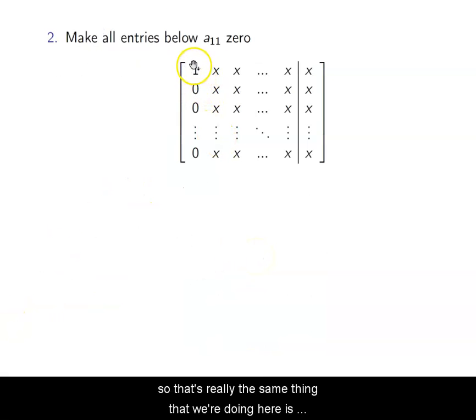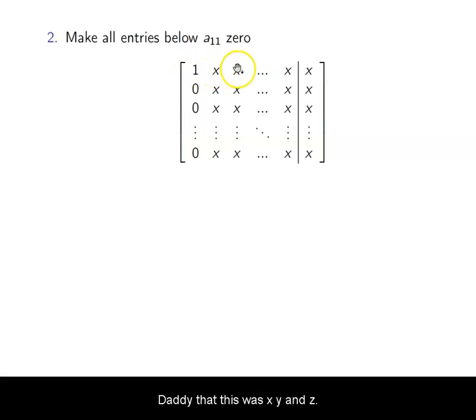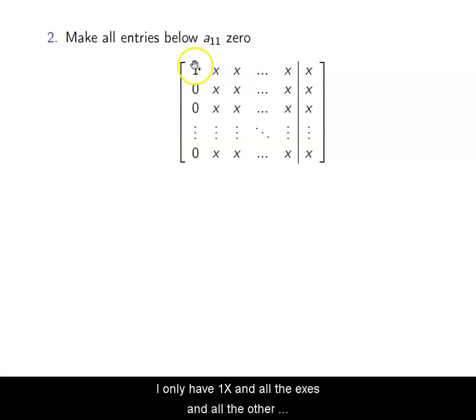So that's what we're trying to do: we make the first entry 1, and we zero out all of the things below it. So if this was, again, let's just say for posterity that this was x, y, and z, right? I only have one x, and all the x's in all the other equations are now gone, right? So there's only one x here.